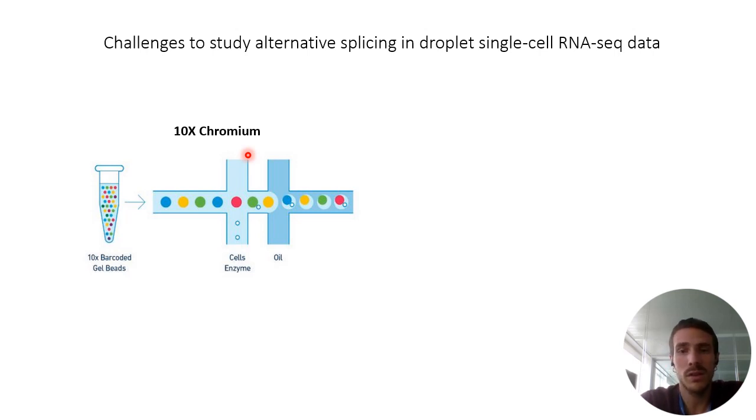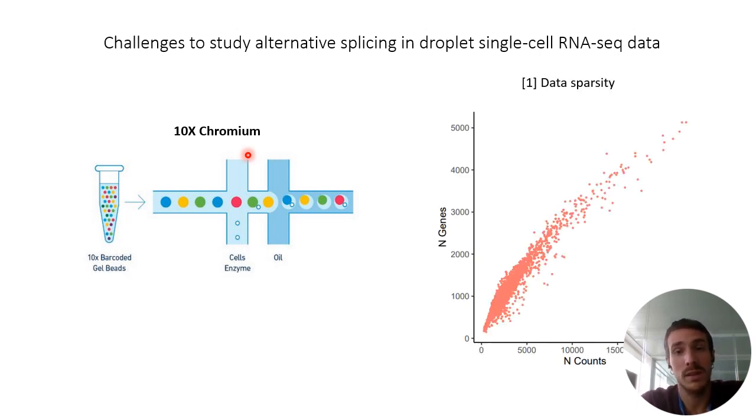But if we want to study alternative splicing with this sort of data, we face some challenges which are inherent to the data. The first one is the data sparsity. We have a large number of dropouts, as you can see here where we plot the number of genes versus the number of counts for each cell, which is in this plot a dot. For the majority of the cells, we are not able to detect more than 2,000, 2,500 genes, so this is a limitation.